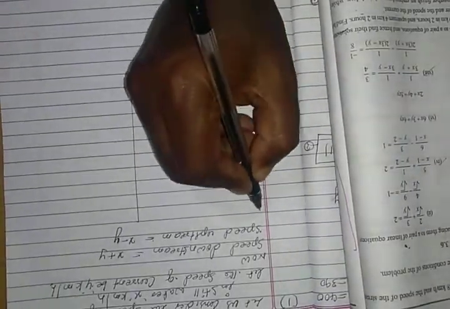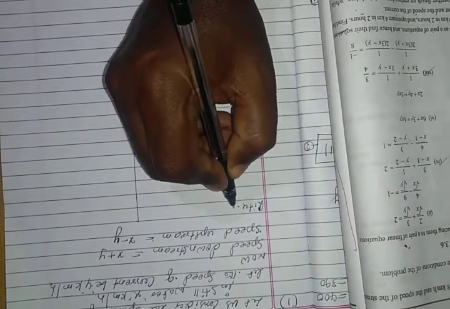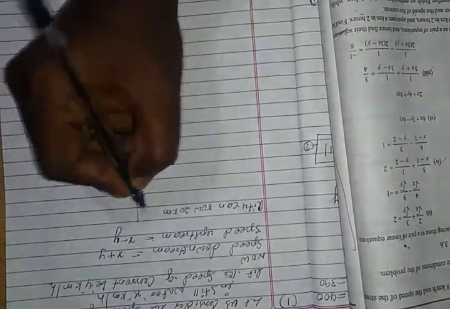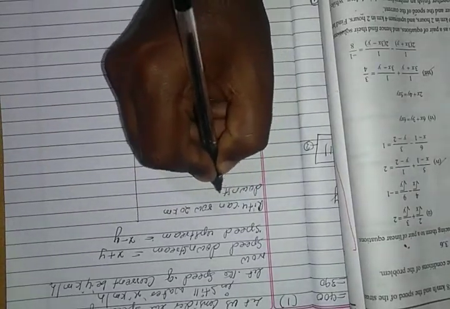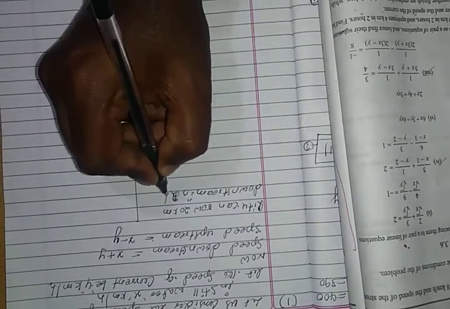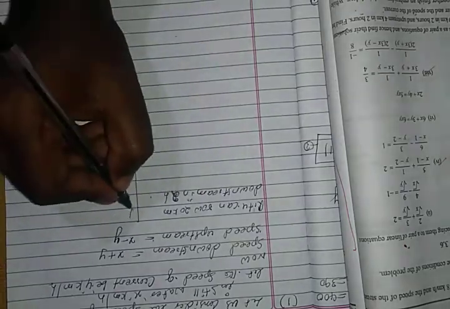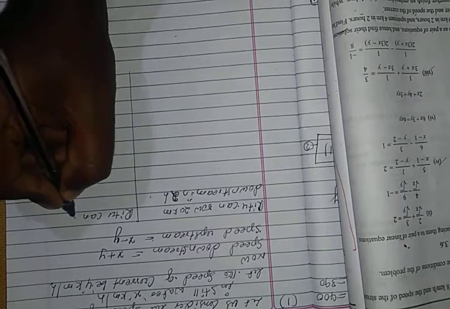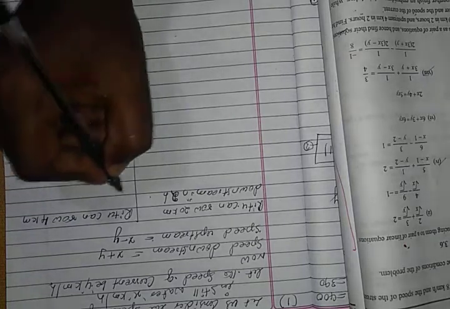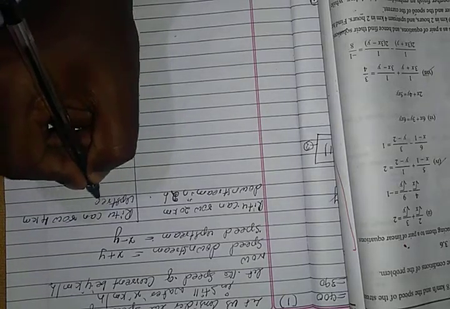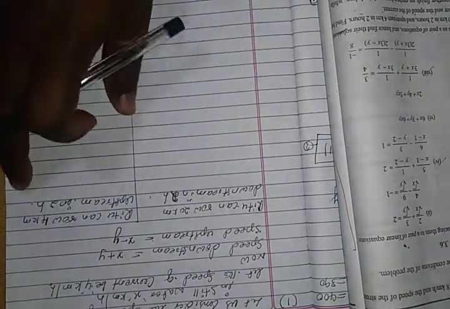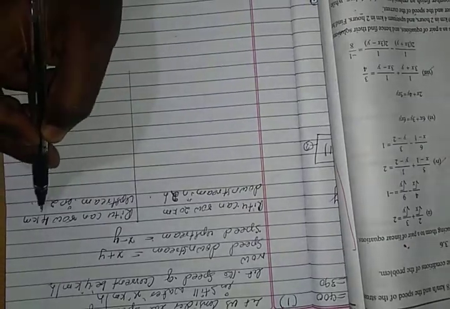Here the first case, Ritu can row 20 km downstream in 2 hours. And in the second case, Ritu can row 4 km upstream in 2 hours. So same 2 hours. Here it is downstream and here it is upstream.